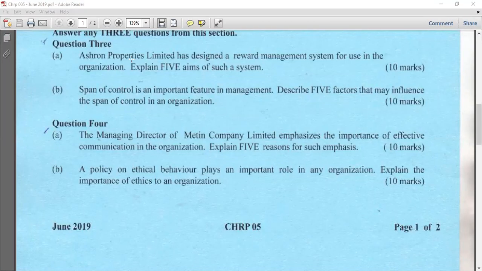Question 4. The managing director of Metin Company Limited emphasizes the importance of effective communication in the organization. Explain 5 reasons for such emphasis. Importance of effective communication. Anyone to go first?